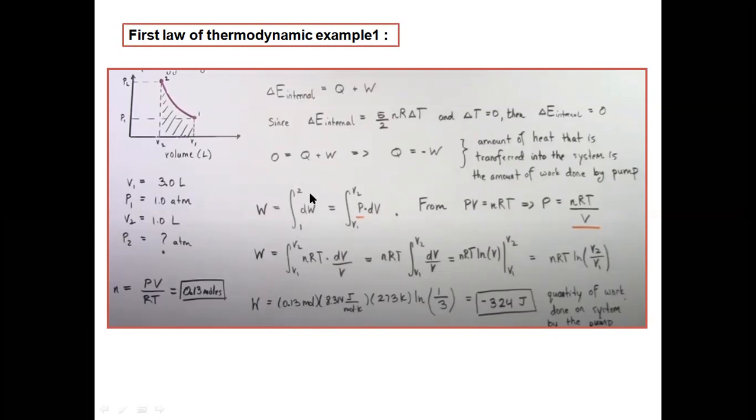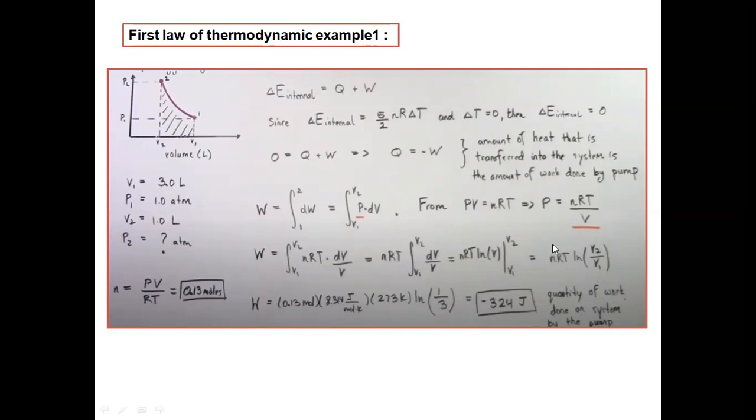And we know that the work equals the integral from 1 to 2 of dw, and the work equals the integral from V1 to V2 of P dV. But we know from the ideal gas law that PV equals nRT, so the pressure equals nRT over V. We substitute it here: work equals the integral from V1 to V2 of nRT dV over V, which equals nRT times the integral from V1 to V2 of dV over V, which equals nRT ln V, which equals nRT ln(V2/V1).